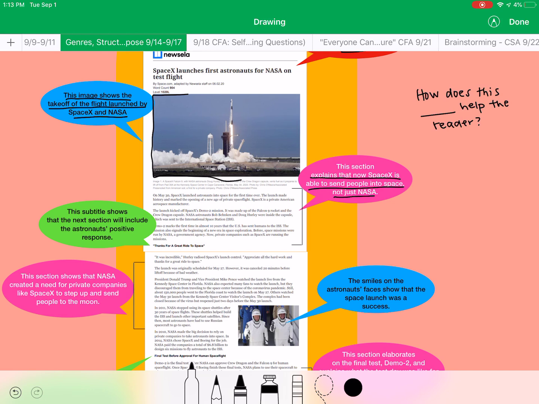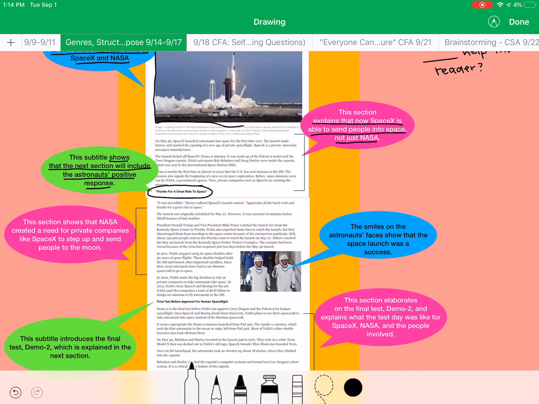Then we look at the next subtitle, and we ask, how does this help the reader? Thanks for a great ride to space. This helps the reader because it introduces the next section. It shows that the next section will include the astronaut's positive response. It kind of gives a preview to the next section. That's why it's a subtitle.